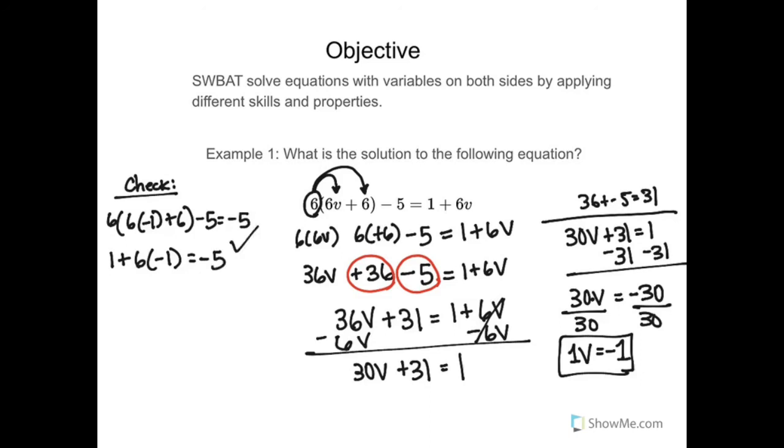So in order to solve these longer equations, remember to always distribute first, whether it's on one side or both sides, or maybe there's nothing to distribute, so you go on to combining like terms. Remember that when you're combining like terms, you can only combine things that are on the same side of the equation. We do not combine across our equal sign. And then we use our inverse operations in order to get our variables to one side and everything else to the other.